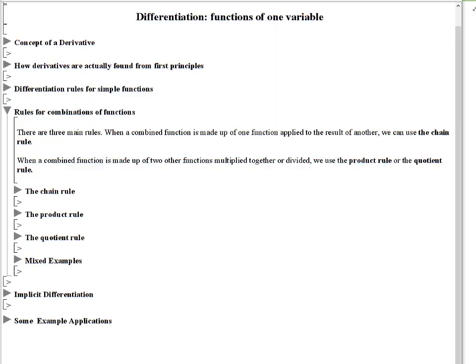Hello and welcome to part 7 of Dev Maths and Stats Refresher Course Lecture 2. In this video we're looking at the quotient rule. This is for when you have a function which is two other functions divided.